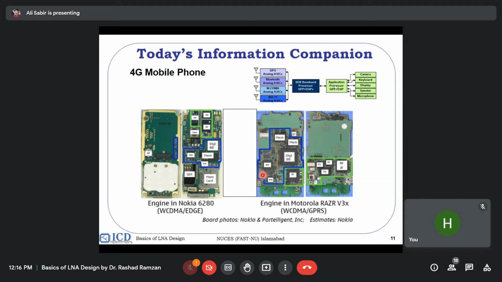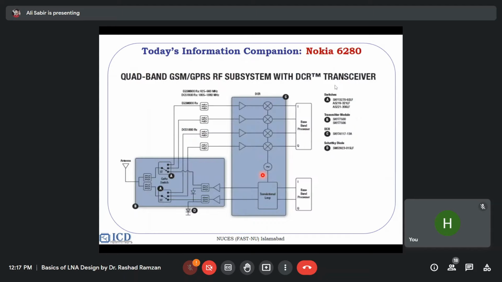So actually today's information companion, which is a 4G or 3G mobile phone, is a very complicated device. If you look at a Nokia 6280, this is a 3G mobile phone. You see here the number of devices, number of LNAs, number of filters. The antenna is common, and then you have a duplexer, time domain switch, and then you have filters, and then a number of LNAs, number of mixers, and then the baseband processor. So this is a typical architecture.